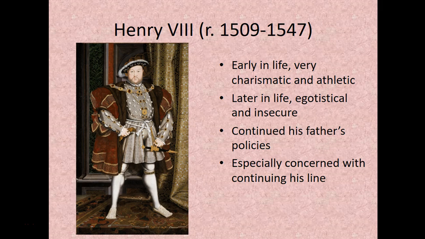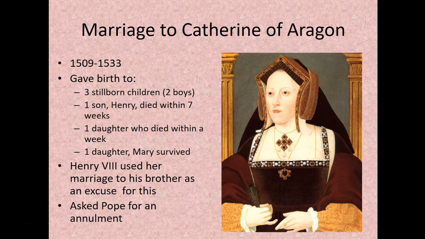Also, like his father, he was highly concerned with strengthening and continuing his family line, making sure that the Tudor dynasty would keep going after him. We said that he married Catherine of Aragon after his brother died. Remember, they're both very young, they're children at first, but he'll grow into it. And together, not super successful in creating a solid line.